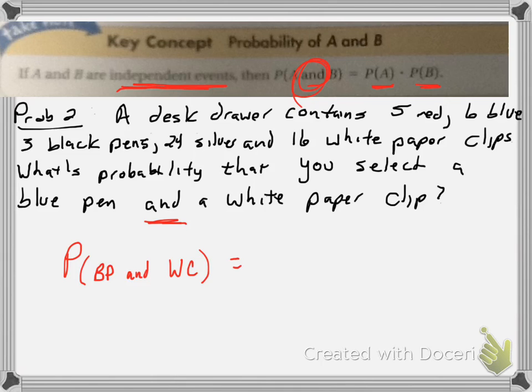So what's the probability of a blue pen? Well, there's 6 blue pens out of 14 total. And there's 16 white paper clips out of 40 total. Punch in your calculator, multiply them out, and you end up getting 6 over 35 when you reduce. 6 over 35 is the correct answer. That's approximately 0.171 or 17.1%. Again, all the same answers.